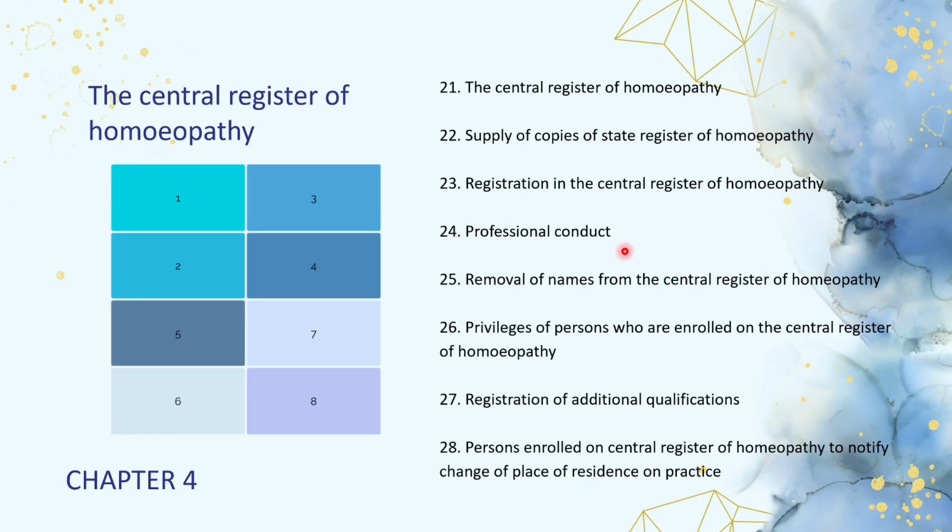Thereafter, we have professional conduct of members in the council, and also the removal of names from the Central Register of Homeopathy. And point number 26 will be dealing with privileges of persons who are enrolled on the Central Register of Homeopathy. And point number 27 goes with the registration of additional qualifications of the members in the council. Number 28, we'll be discussing the persons enrolled on Central Register of Homeopathy to notify change of place of residence or practice. These are to be noted in detail of every person, each and every information in the register.